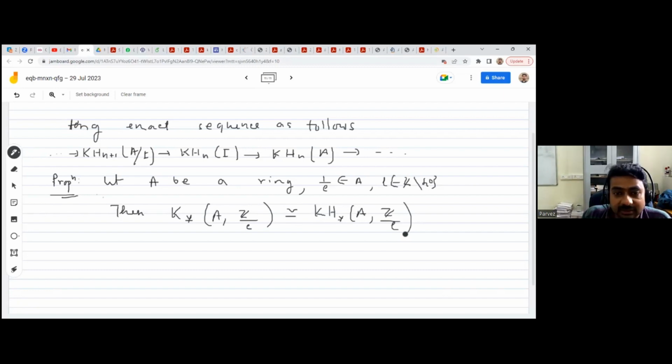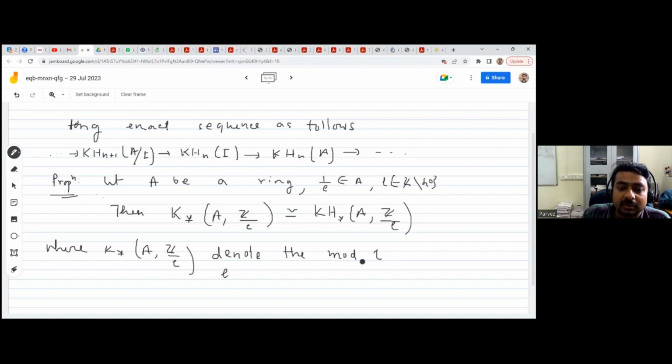Let me say what this is: K star of A with Z mod L coefficients denotes the mod L homotopy groups.